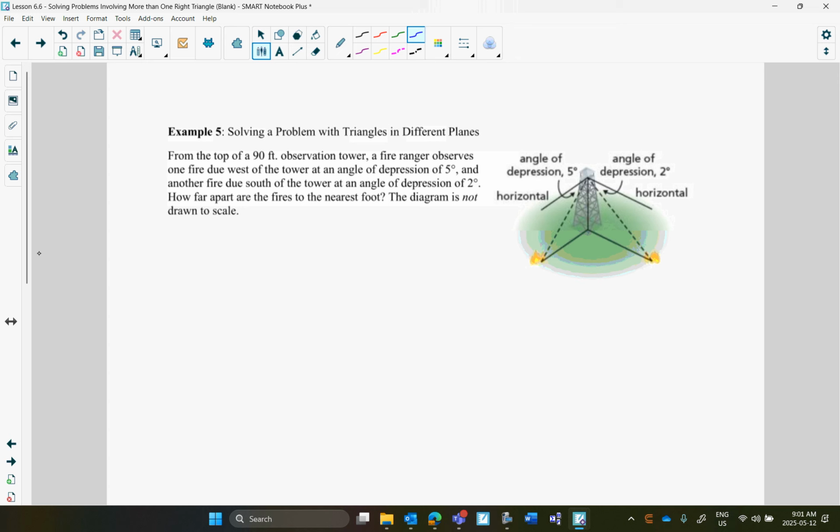Okay, we've got an observation tower. A fire ranger sees two fires. One directly to the west, and the angle of depression to that fire is 5 degrees. One directly to the south, and the angle of depression of that is 2 degrees. Somehow, we have to take all this information and find how far apart the fires are. That's the ultimate goal. So I'll call it D for distance.